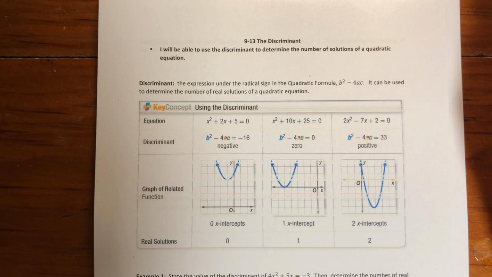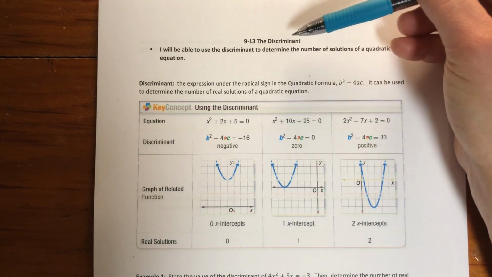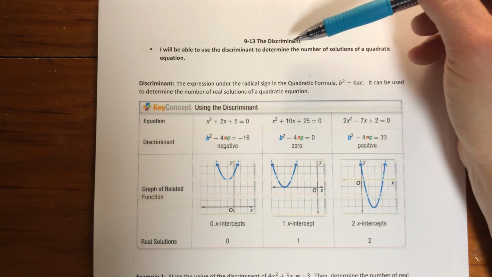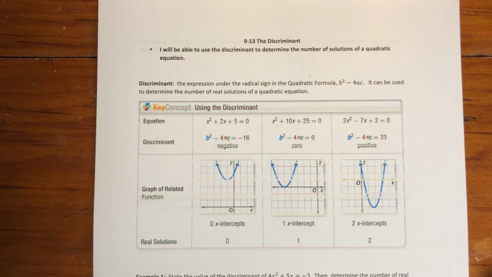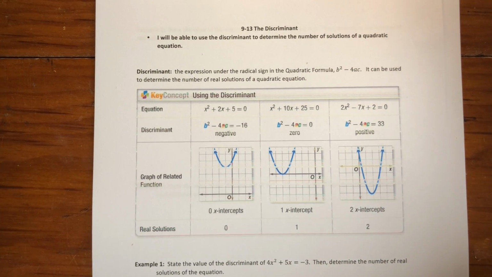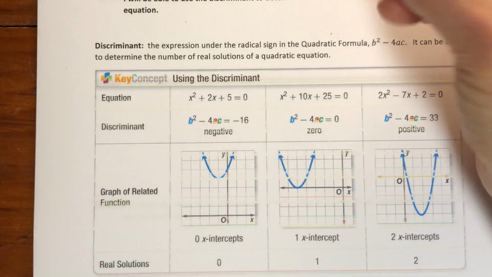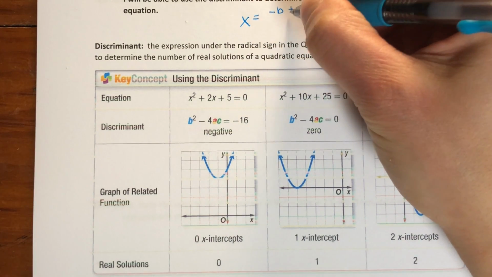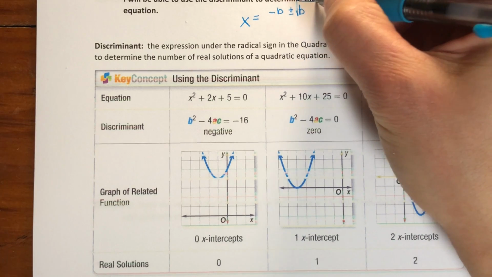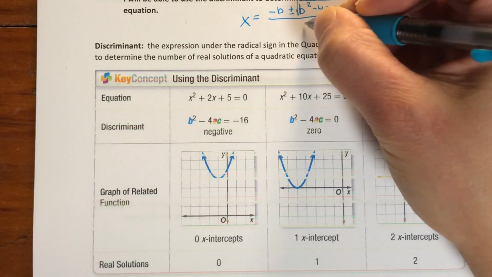And we are going to use a part of the quadratic formula today because we are going to work with the discriminant. I want you to be able to use the discriminant to determine the number of solutions of the quadratic equations. The discriminant is the expression that is under the radical in the quadratic formula. I want to remind you the quadratic formula: x is equal to negative b plus minus the square root of b squared minus 4ac, over 2a.